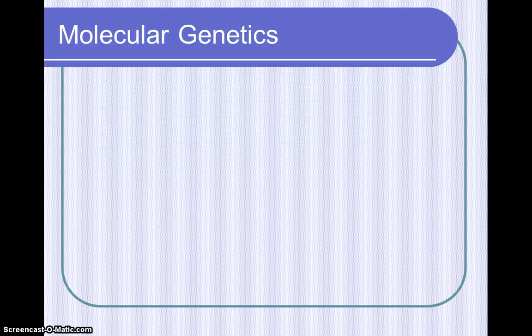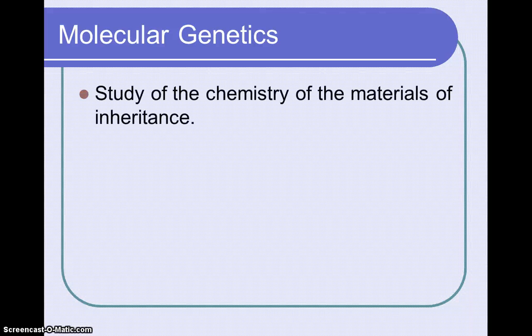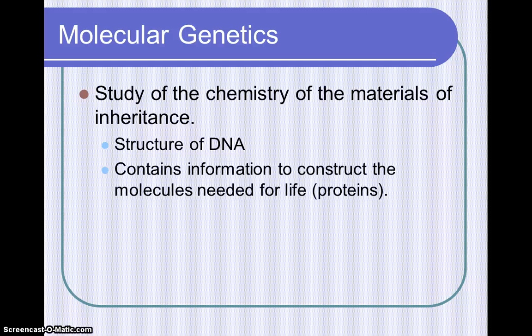First off, let's start with molecular genetics. What is molecular genetics? Molecular genetics is actually the study of the chemistry of the material of inheritance. They study the structure of DNA, and they look at how the DNA contains information to construct the molecules needed for life, which would be proteins.